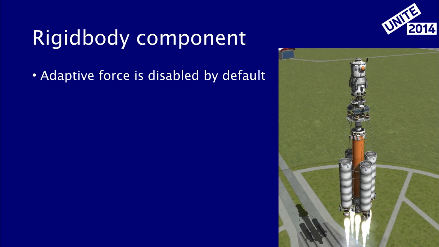Also, we have maximum depenetration velocity now exposed. Okay, so now what's that? So imagine two bodies interpenetrating each other. So that could really happen. It shouldn't happen, but that could really happen. And there is some velocity applied to make the bodies separate again. And the velocity is quite high, and there are some use cases where you want the velocity to be not that high. It's probably useful for Kerbal Space Program, and then for something like shooters.